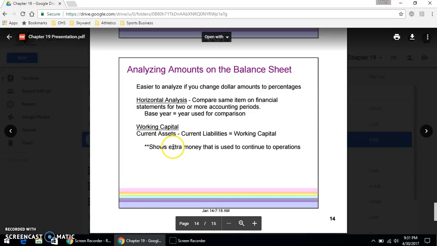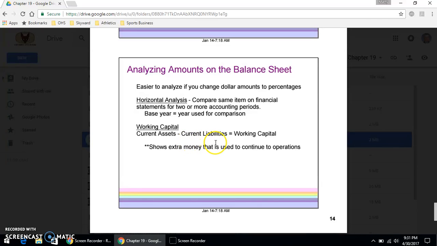Working capital is going to be the current assets minus the current liabilities. That is going to give us the working capital. Now, this is also going to show extra money that is used to continue operations, for expansion, or for any other type of big ticket capital projects that might be on the horizon. The working capital might be an indication as to whether or not these projects can be taken on at this time or if they need to wait.